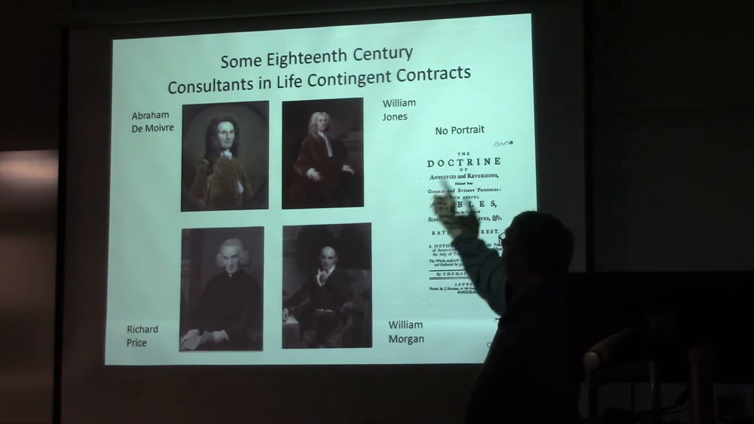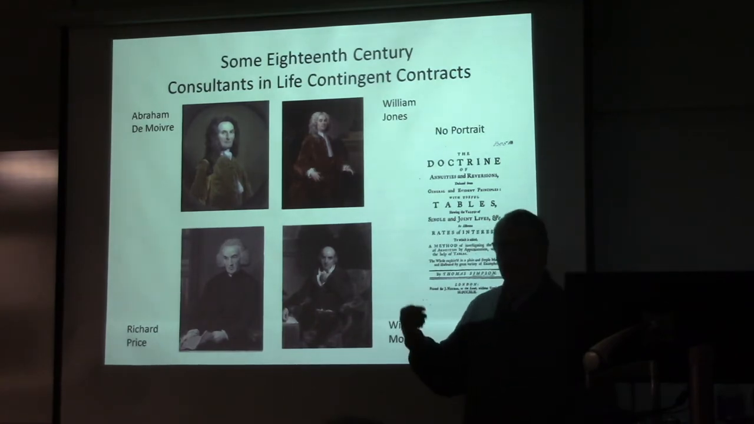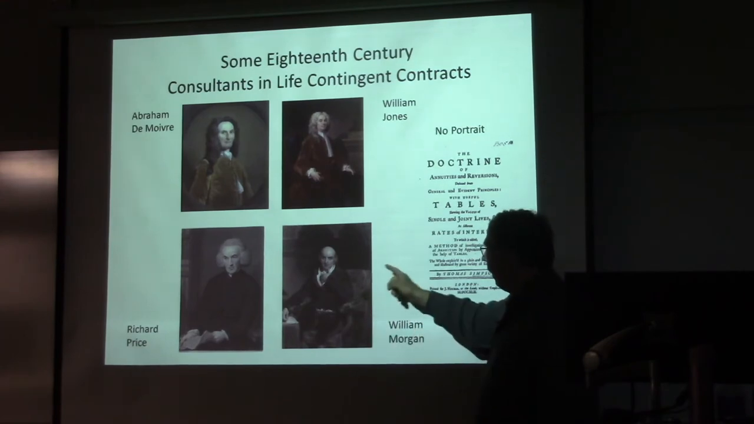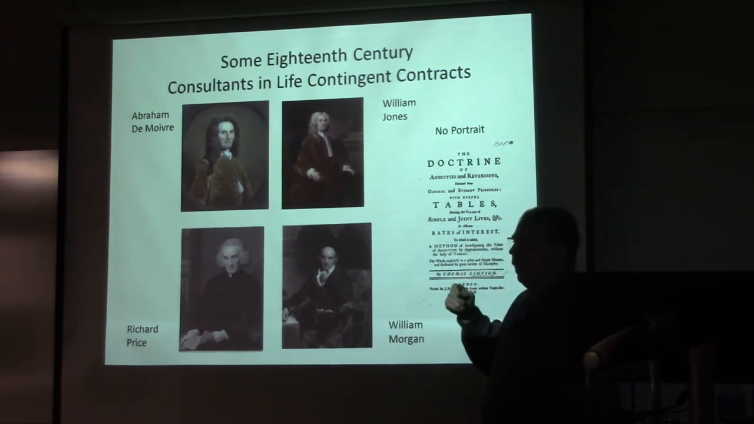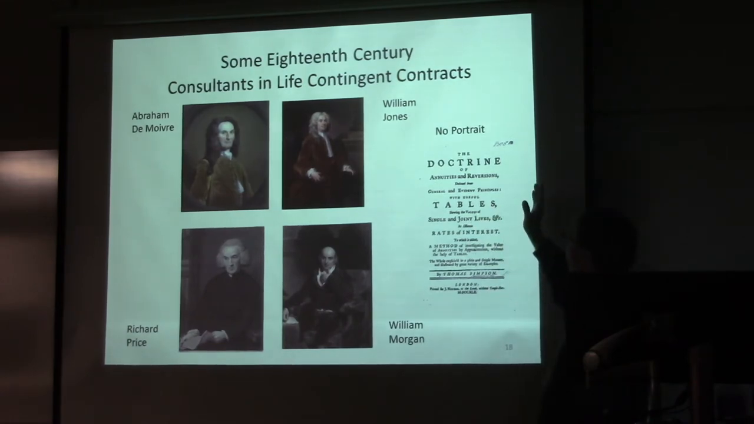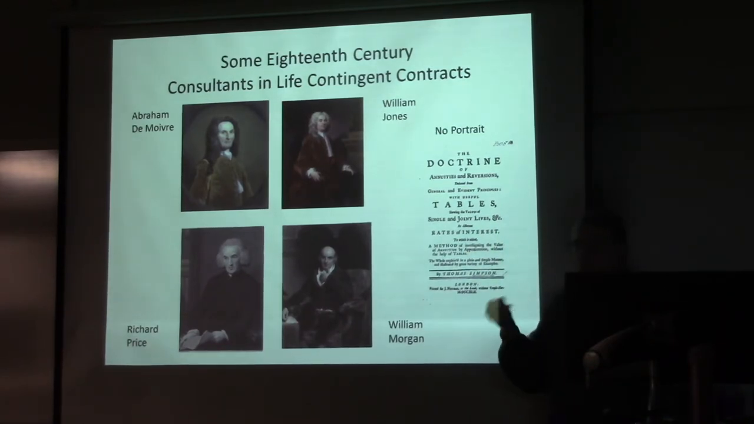DeMoivre is the first. William Jones, who is a friend of DeMoivre's, is there. Richard Price, the guy who presented Bayes' paper to the Royal Society, comes up in the 1770s. His nephew, William Morgan, consults in annuities as well. And there's no portrait of Thomas Simpson, but here's a picture of the front page of his book. So five guys are working away on annuity contracts or life contingent contracts.